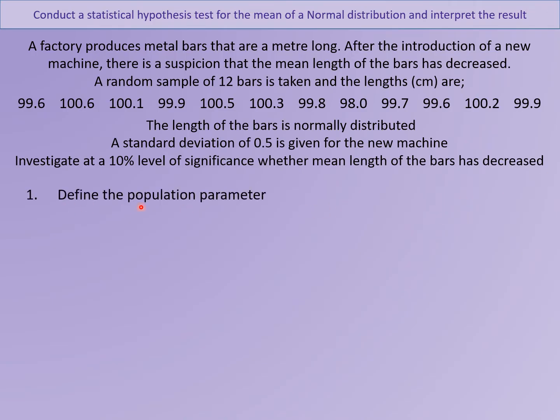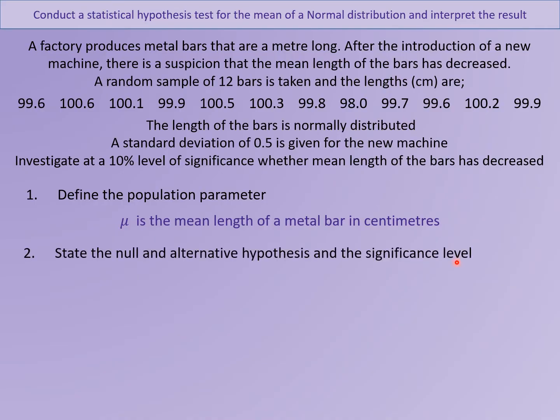Right, so the first thing we want to do is just run through each of the steps, almost like an algorithm on how to run a hypothesis test. So I'm going to define the population parameter. So I know that mu is my mean length of a metal bar in centimetres, because the lengths are in centimetres. So that's my mean length, mu. I'm going to state the null hypothesis and the alternative hypothesis. Now the null hypothesis is the no change. So they expected it to be 1 metre in length. The machine's trying to get 1 metre in length. So my mu value is set to 100 because that's the length of the metal bars in centimetres.